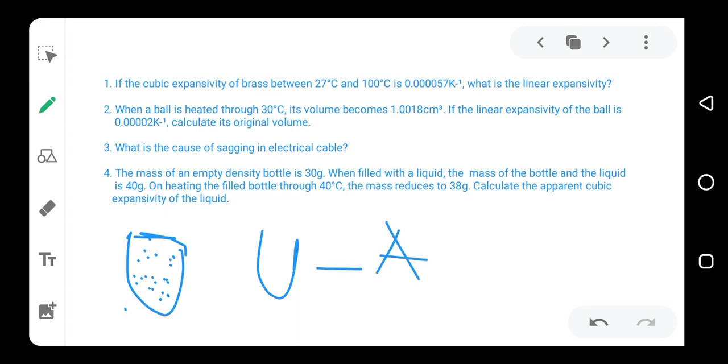Now you pour water inside the bottle and weigh it again. Maybe the weight is now B. Now for you to get the mass of the water, you say the mass when you have water and the bottle, which is B, minus A. That will give you the mass of what is inside the bottle. So that is the same question that we have here.